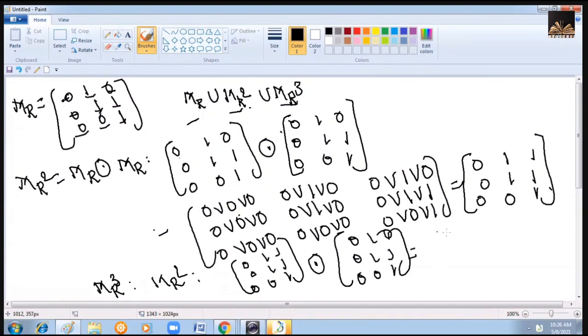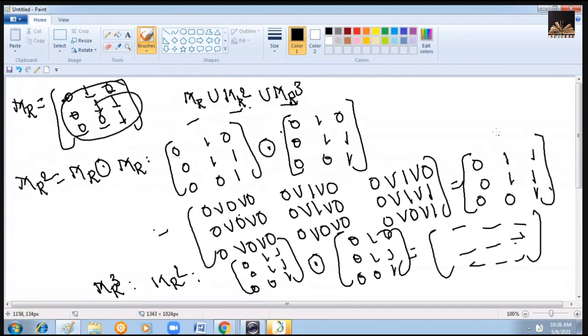So you will get some value. You will get one resultant value. After that, what you need to do is perform union operation of this and this and the result of the MR3. Right? Then you will get the transitive closure. You will get the transitive closure.